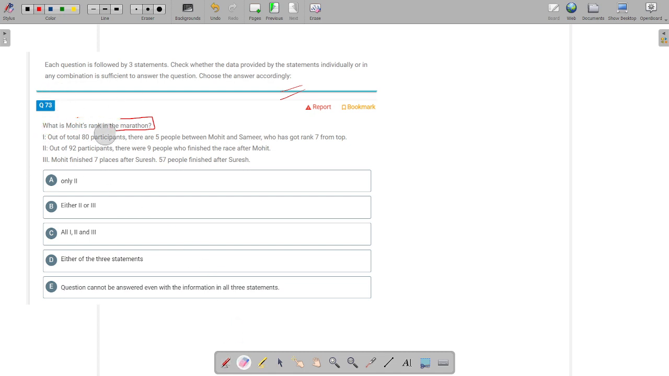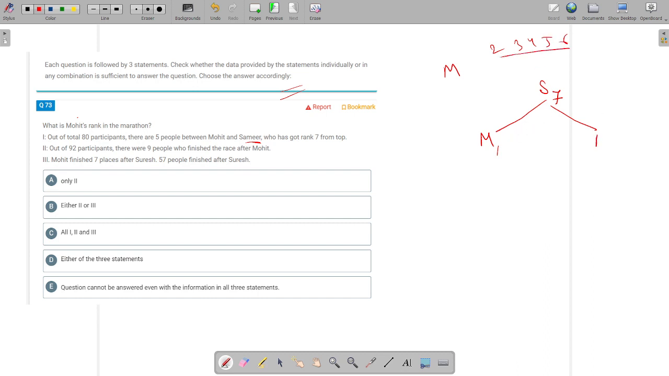Point number 1 says that out of the total 80 participants, there are 5 people between Mohit and Samir, who got 7th rank from top. Now it says that there are 5 people between Mohit and Samir, so we have 2 possibilities. Mohit can be better than Samir, then Mohit will be ranked 1, so that the number of people between them is 5.